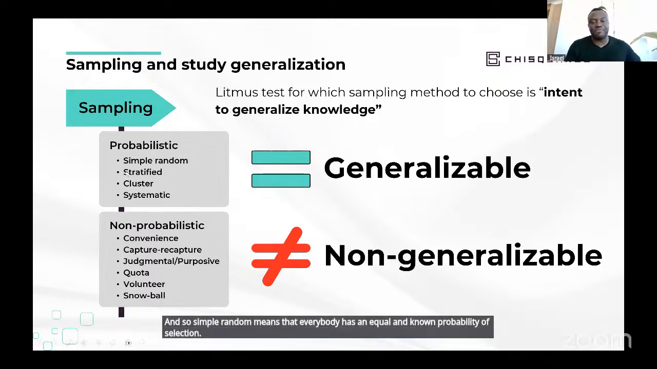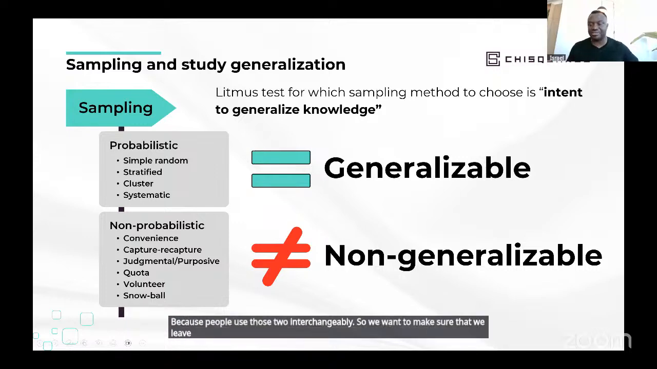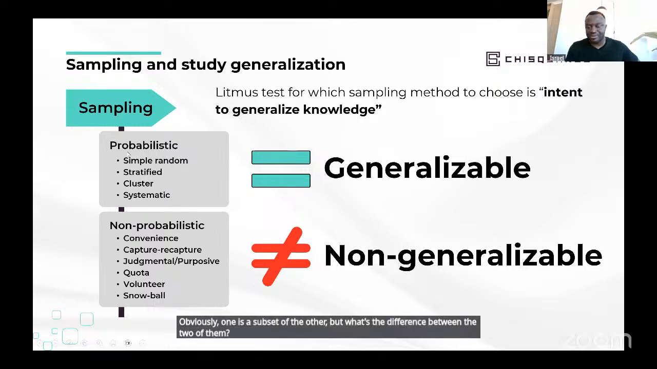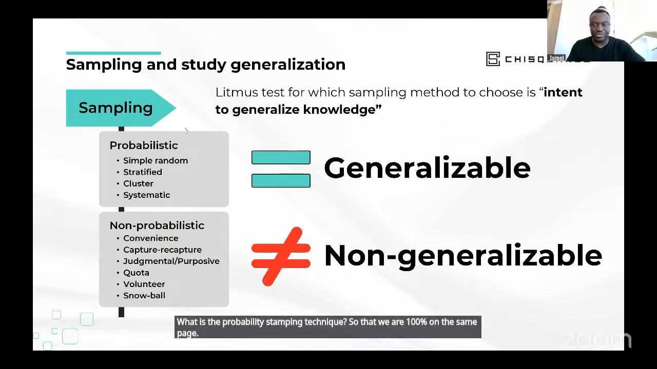People typically confuse simple random sampling and probabilistic sampling techniques. Who can share with us, like, what is the distinction between probabilistic sampling techniques and simple random? Because people use those two interchangeably. So we want to make sure that we leave this class very clear of the distinction. Obviously, one is a subset of the other, but what's the difference between the two of them? What is the probabilistic sampling technique? So that we are 100% on the same page as to the difference between the two of them.